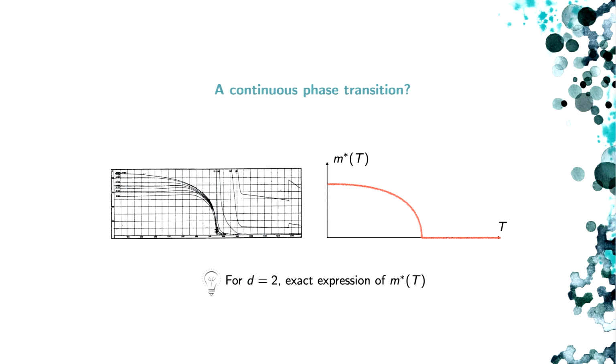And notice that if I were to plot again m star of t from the previous slide, and you ask, I don't know, your very young sister or brother, or somebody in high school to do an analysis, you will see that it's continuous and that it behaves in a singular way like t minus tc to the 1 over 8. So you have a very interesting behavior in dimension 2, but do you get the same in higher dimension? That's going to be the new question here.